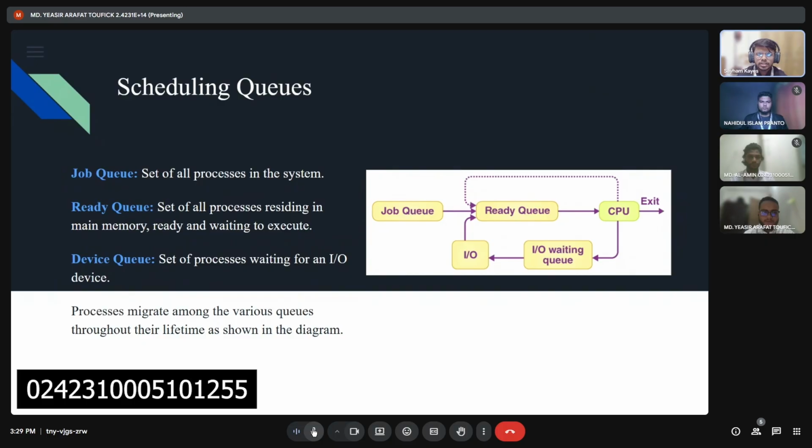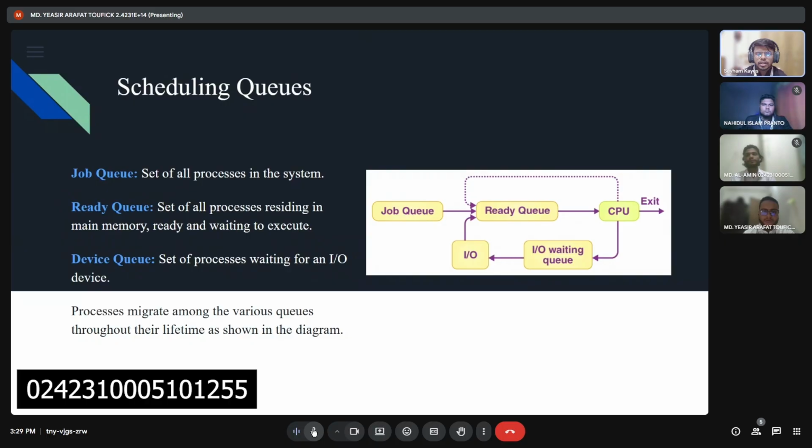Scheduling queues. A process resides in one of several queues, like the job queue, ready queue, and device queue. In the figure, we can see the job queue. The job queue is a pool of all processes that have entered the system, often residing in secondary storage. The ready queue contains all the processes that are currently in main memory and are ready and waiting for the CPU.